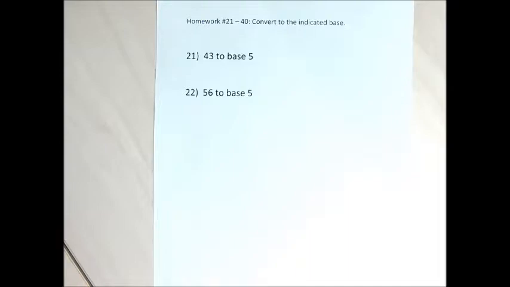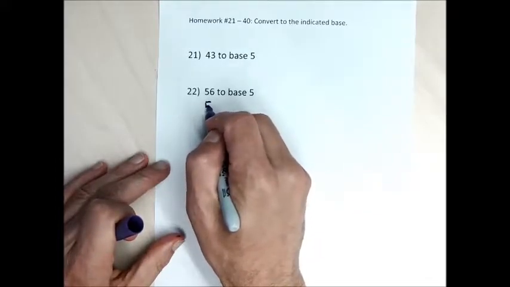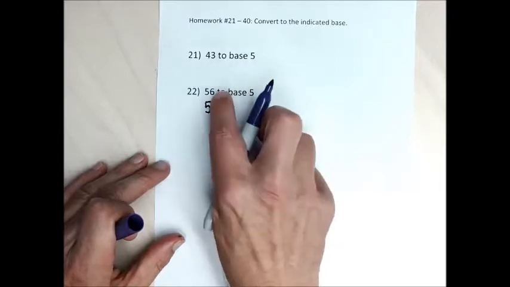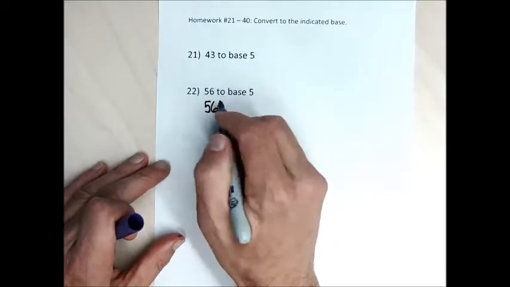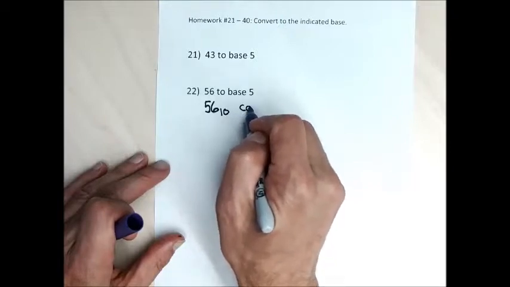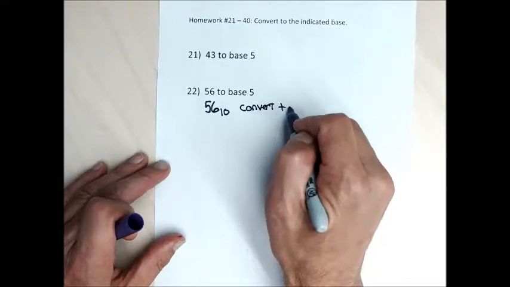The rest of the problems in section 2.6 give me a number in base 10, and they want me to convert it to an alternate base. Problem 22 gives me 56, and because there isn't a subscripted base, I'm assuming it's base 10, and I'm asked to convert it to base 5.